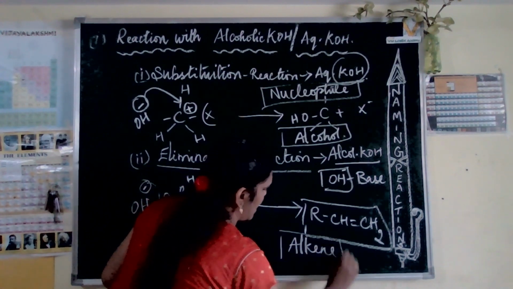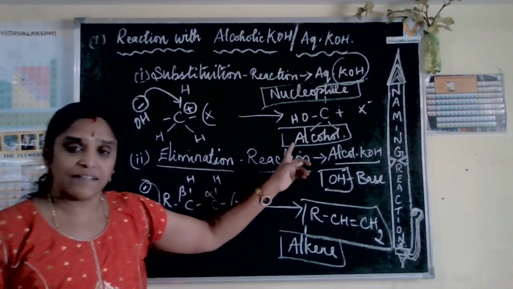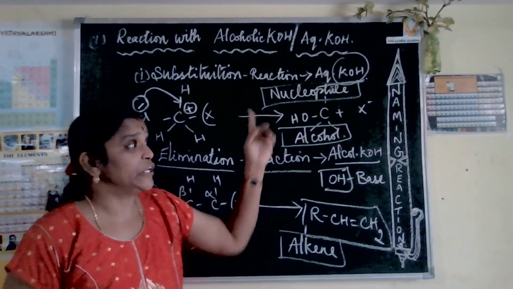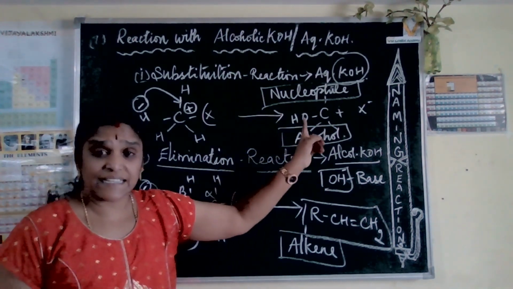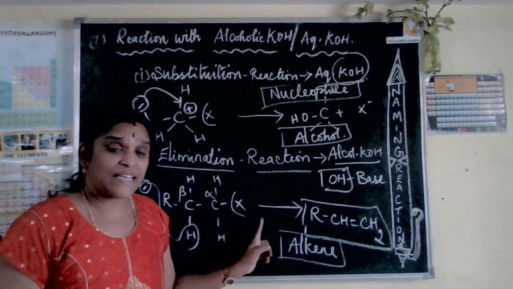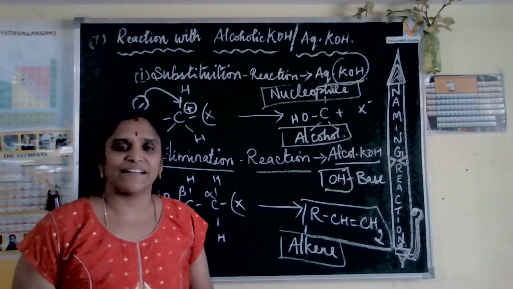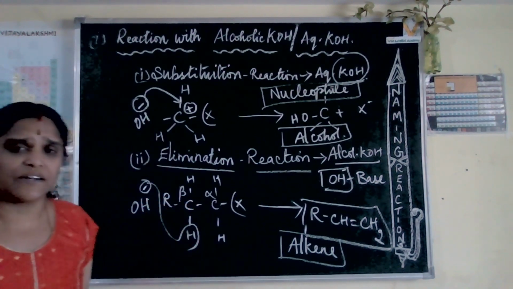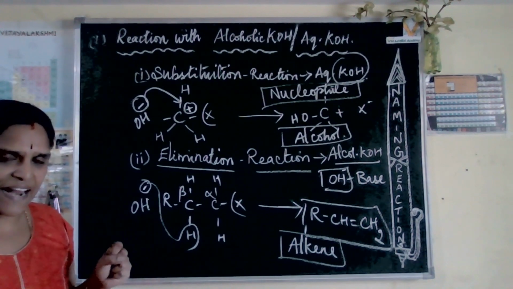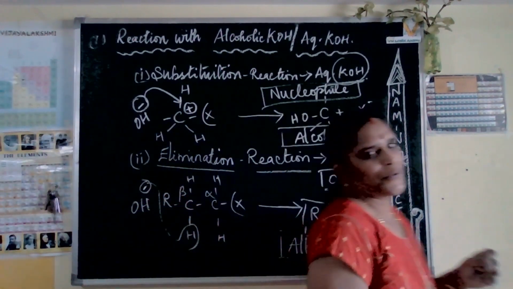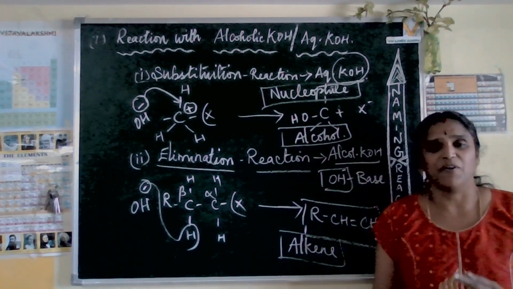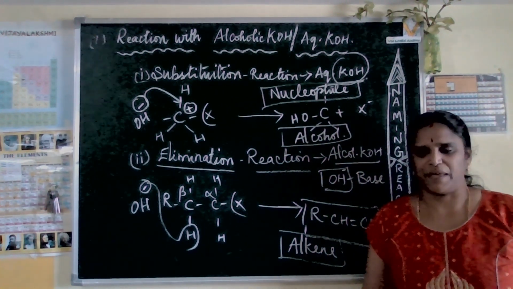So alkene is one product, alcohol is another product. When KOH acts as a nucleophile, you are getting alcohol. When KOH acts as a base, you are getting alkene. And if they ask a choose the correct answer or give reason question, hope you will do it in a better way. Hope you understood. Now, the next one we are going to go through, the upcoming point.